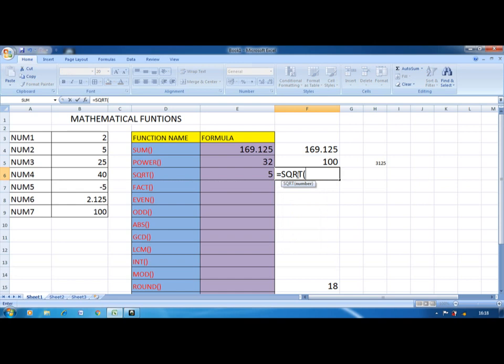Or you can write equal to SQRT and then any number. I will use the number 1225. If I want to find the square root of this number, you just write SQRT, then any one number. So its square root is 35. If I want to find the square root of 100, equal to SQRT, opening brace. When you click on the opening brace, it shows number, which means we have to write only one number. It is not possible to find the square root of more than one number. 100.